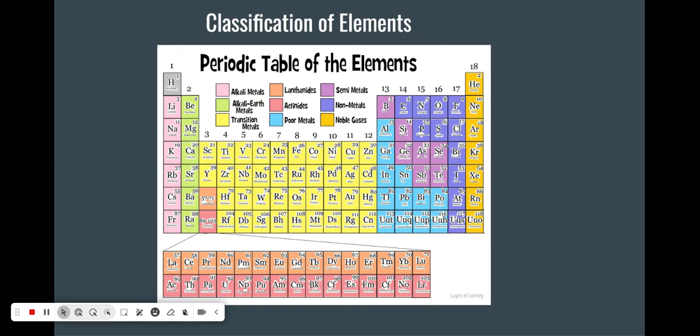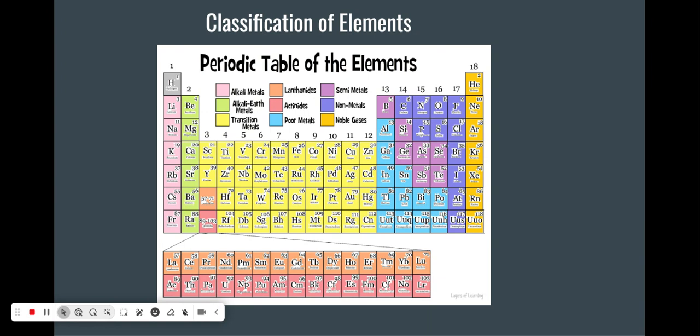Now about nonmetals. Nonmetals are mostly on the right side of the periodic table, and their physical properties are that they can be gases, liquids, and solids. They're not really shiny, and they're kind of brittle when they're solid. Their chemical properties are that they're really bad conductors of heat and electricity, and they tend to gain electrons and form a negative ion. Some examples are carbon, sulfur, and nitrogen.